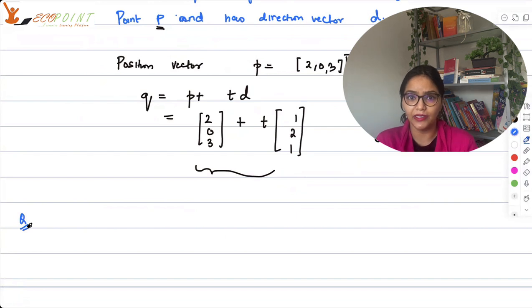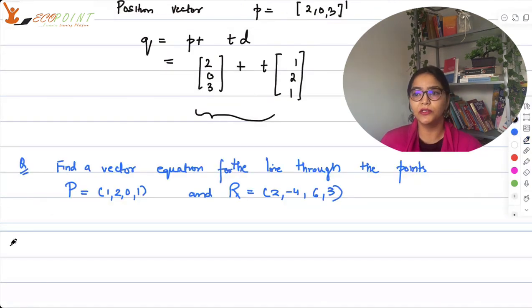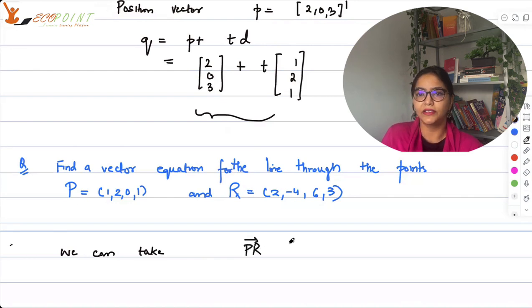Now suppose, within this concept, I ask you for the vector equation of a line through two points P and, say, another point R. Say P is (1, 2, 0, 1) and R is (2, -4, 6, 3), both in R4. Can we find the vector equation for the line through these two points? Well, yes, we can. We are not given the direction vector here, but we can take the vector PR as the direction, as D.